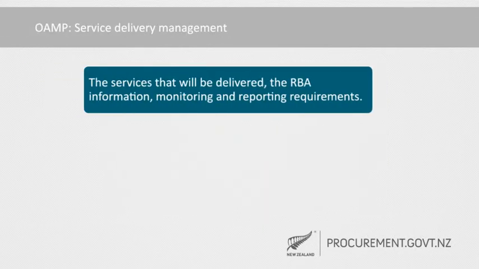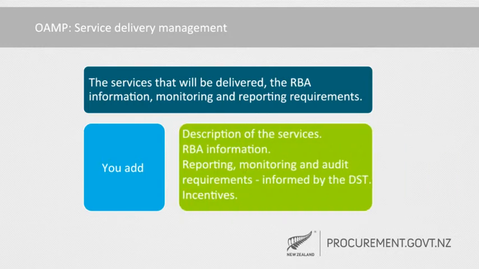The third section is about service delivery management. It includes information from the outcome agreement about the services that will be provided and the results that will be achieved. You add a description of the services, the results-based accountability information based on what's in the outcome agreement, and the reporting, monitoring and audit requirements. Remember that these will be informed by the DST. If you've included incentives in the outcome agreement, you also need to add those here and describe what conditions the provider needs to meet to be eligible for the incentives.